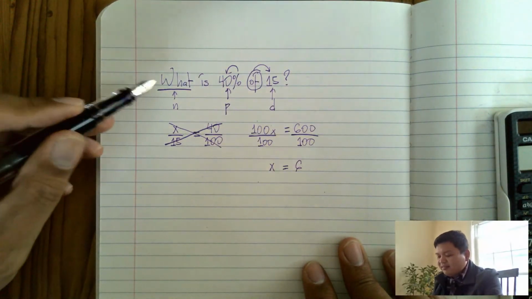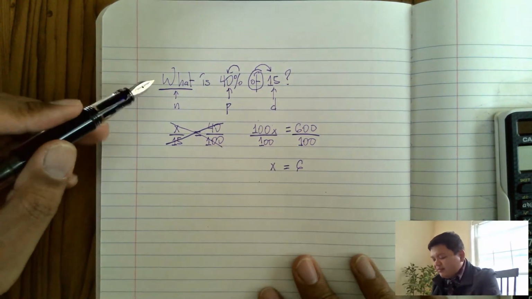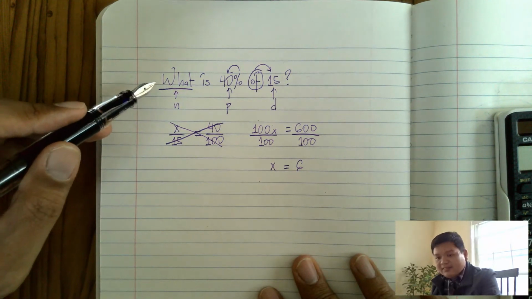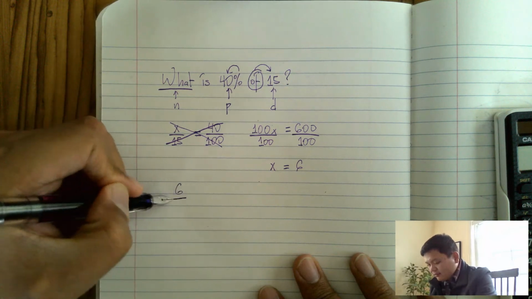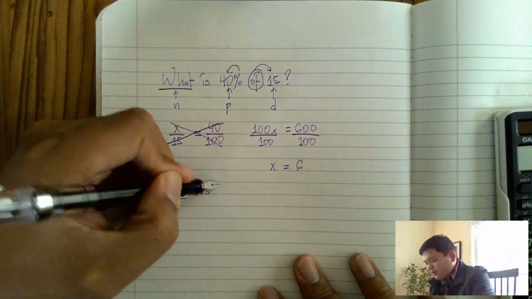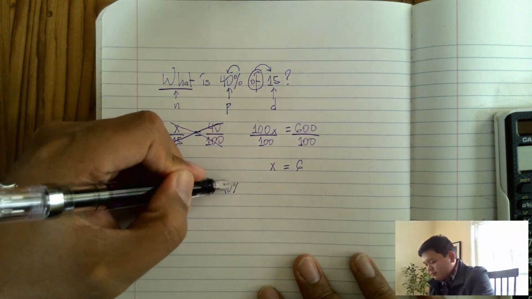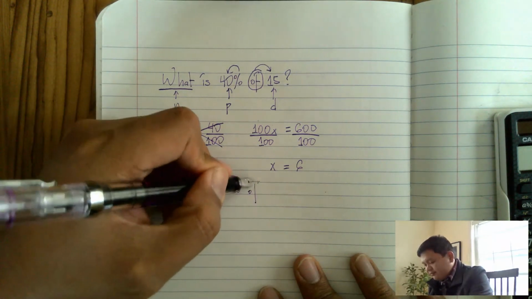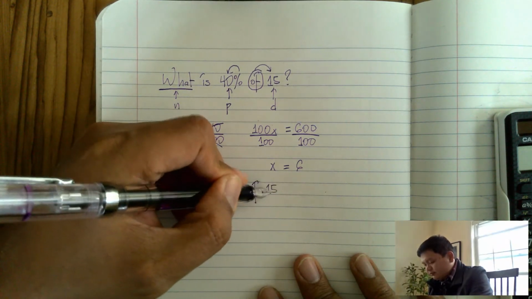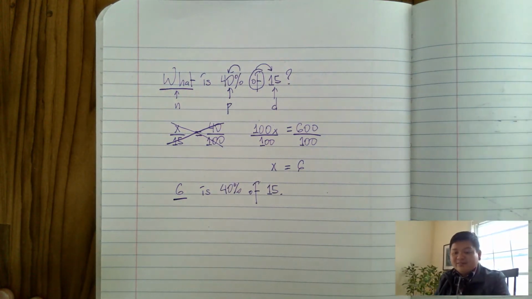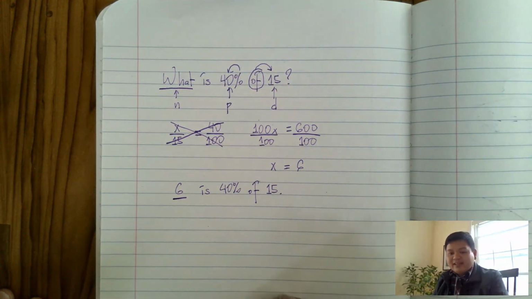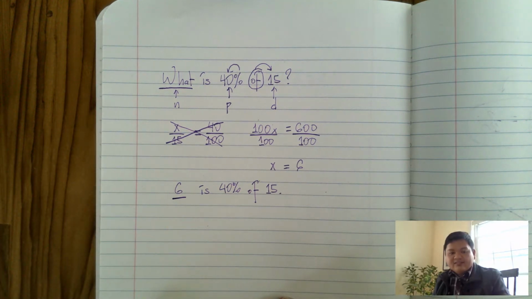Therefore, the complete version of this statement is 6 is 40% of 15. Let's take another example with one unknown. 35 is what percent of 70?